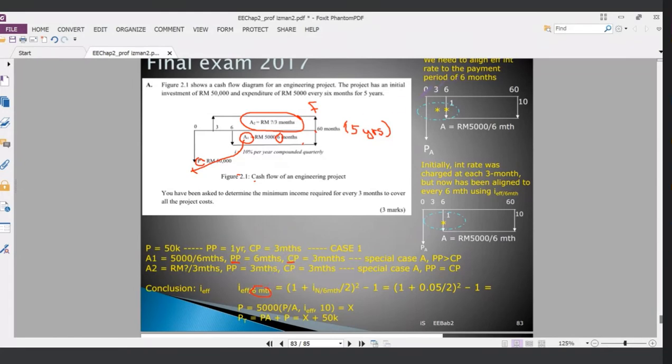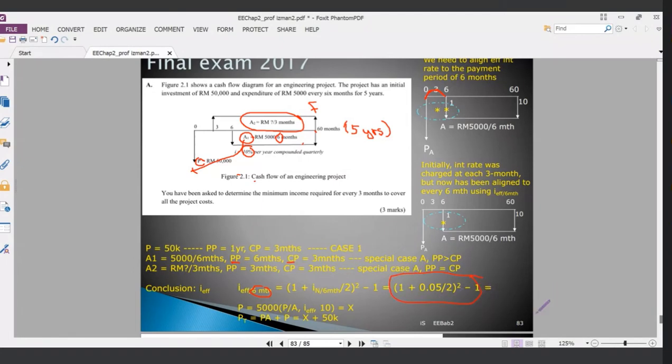So the I per year is 10%. If you want to determine the interest for the period of 6 months, why the period of 6 months? Because we want to determine the I effective for the payment period of 6 months. So your I is actually 5%, and your M in 6 months is 2. So your effective is this one.